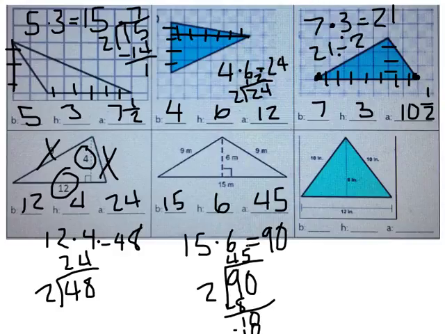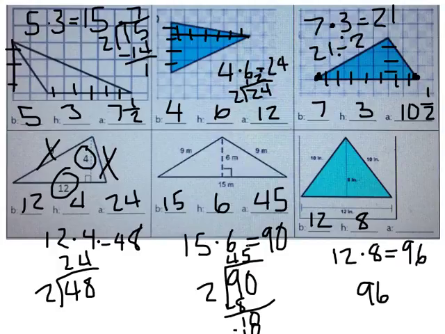Let's try another. What's the base, height, and area of the last triangle? The base is 12 and the height is 8. When I multiply 12 times 8, that's 96. Divide 96 by 2 because it's a triangle, and you get 48. The area is 48 square units.